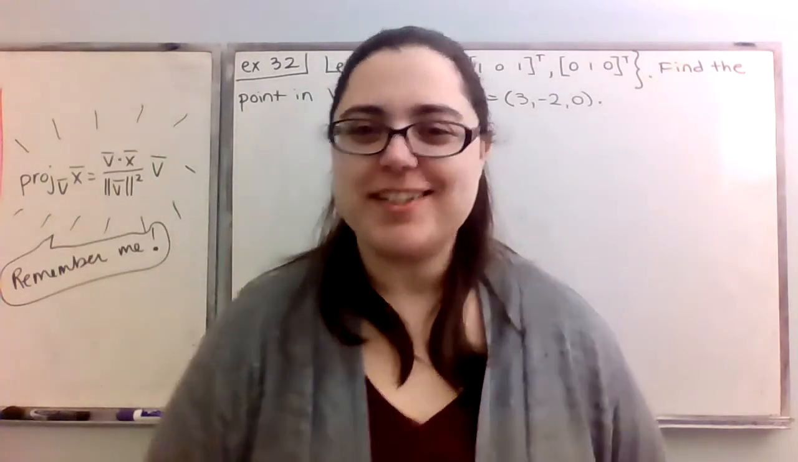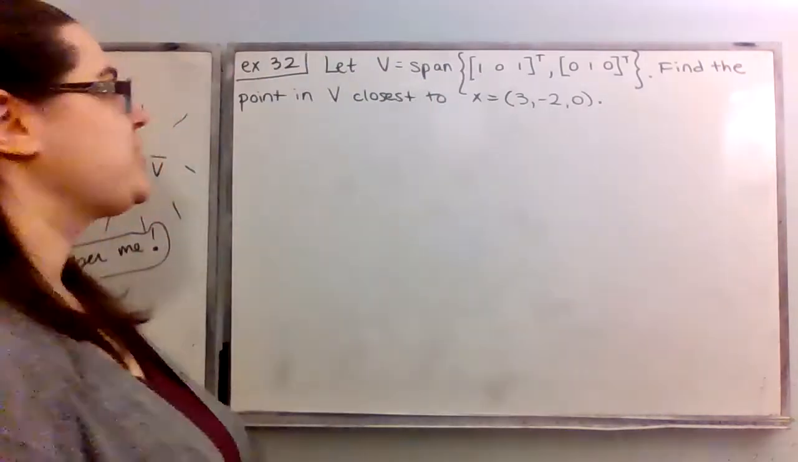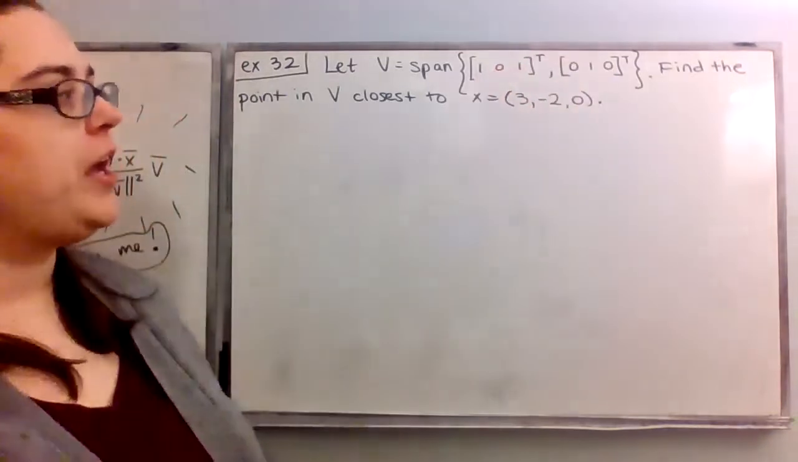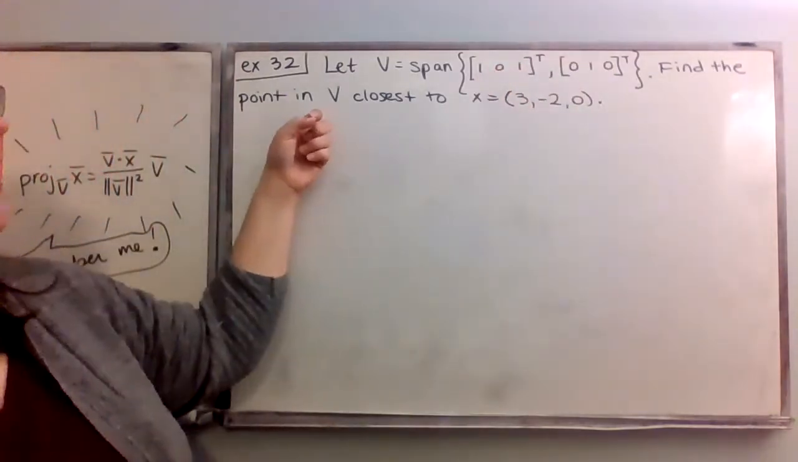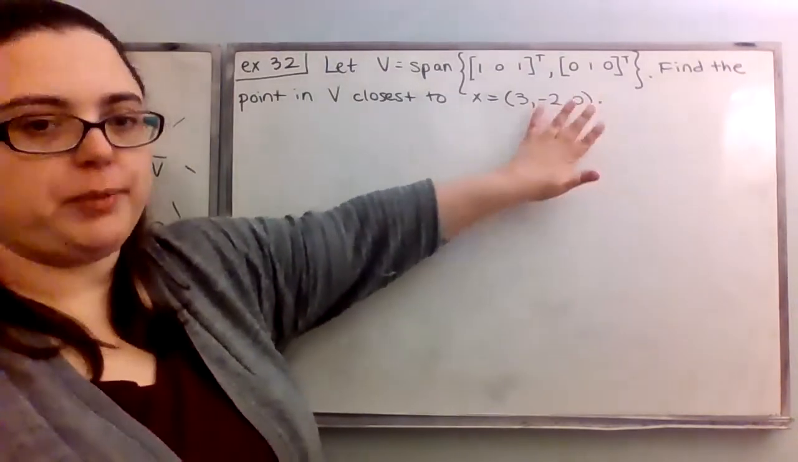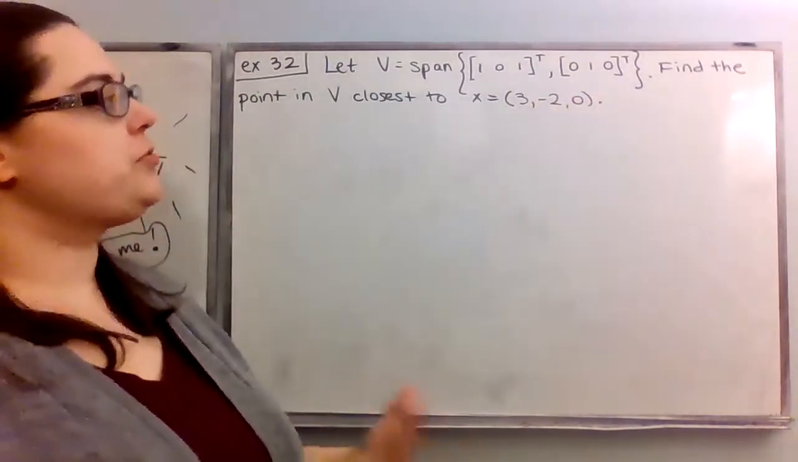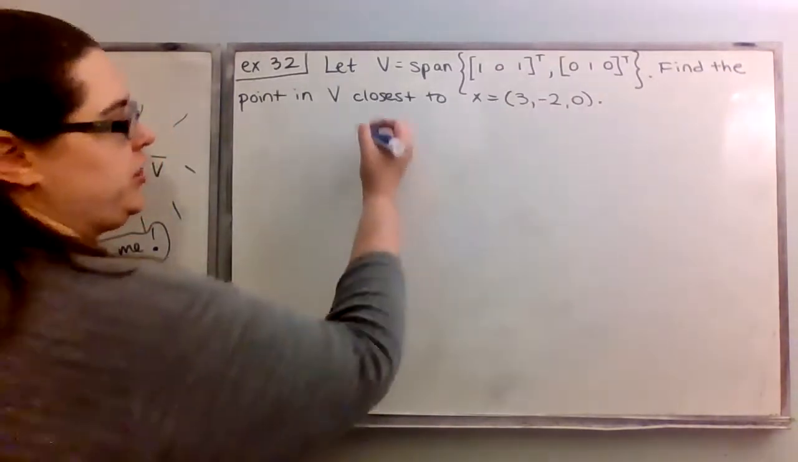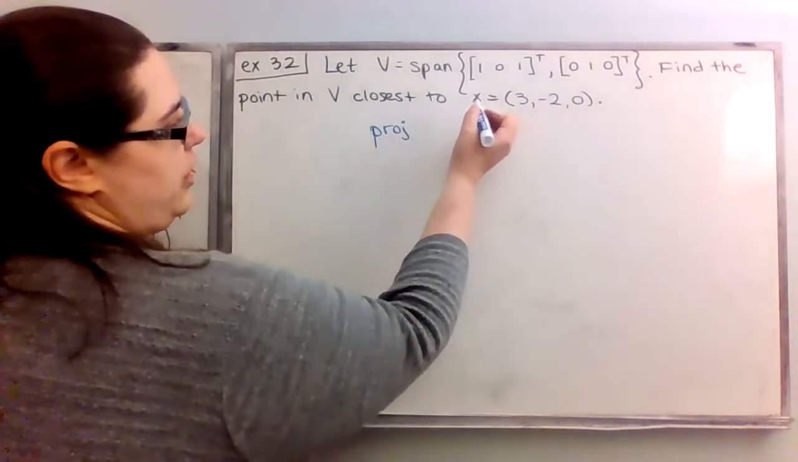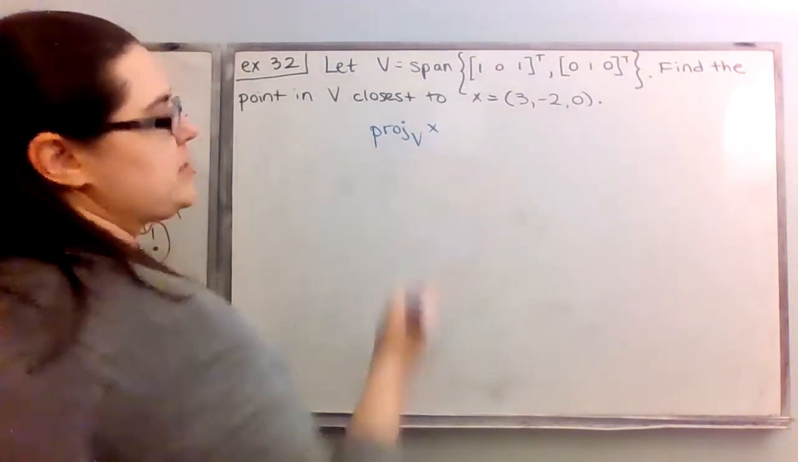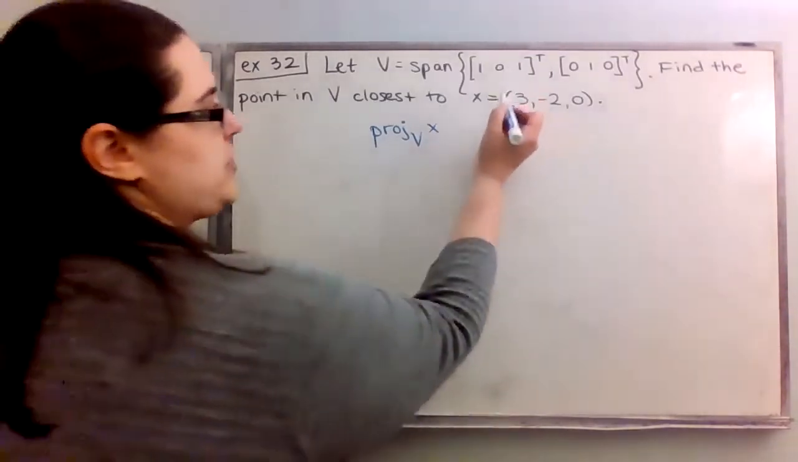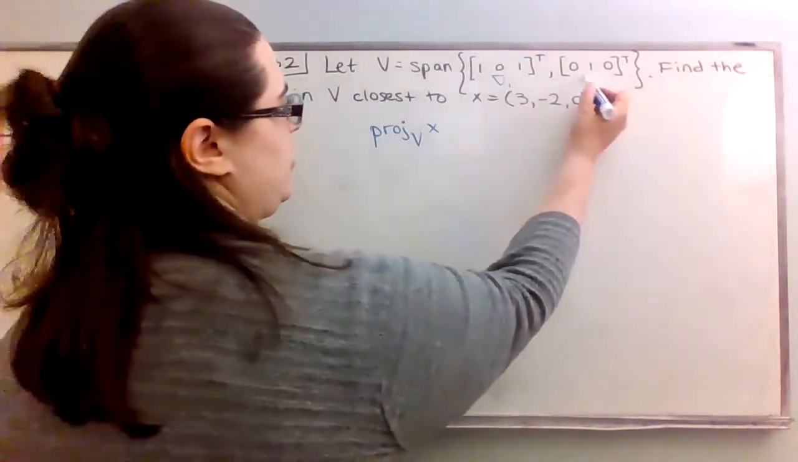So now we're going to do example 32, which says we're going to let V be the span of these two vectors that are in R3. And we're going to find the point in that space that's closest to this point here, which is in R3. So to do that, we need to find the projection of X onto the space V. Now, to help me with some notation here, I'm going to call this first vector V1 and the second one V2.